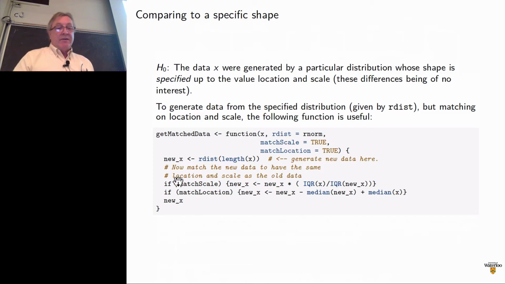So what I'm going to do is when I get matched data, I take the data that's coming in, I generate a sample of the same size from whatever that distribution is, and then I make sure that I match that new data to have the same median and the same interquartile range as the original data, okay? So get matched data just goes, get some new data from that distribution and make sure you match it on median and interquartile range.